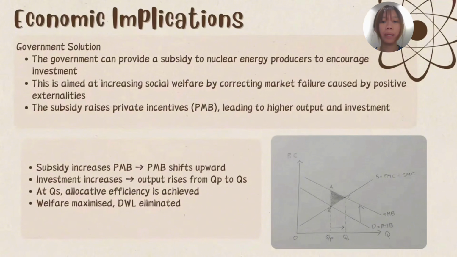In this case, the government can provide a subsidy to encourage investment in nuclear energy. This increases private incentives by raising PMB, leading to higher investment. From the diagram, the subsidy will shift the PMB curve outward, and output rises from QP to QS. At QS, allocative efficiency is achieved when PMB plus subsidy equals SMB. As a result, social welfare is maximized and deadweight loss is removed, correcting market failure.